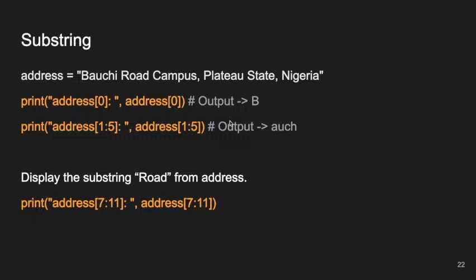If you want to print the substring road inside this address, I've given you an example of how to do that. You have to count to the starting position of this R, and then go all the way to 1 plus the index of D. That's where you stop. That will give you road.